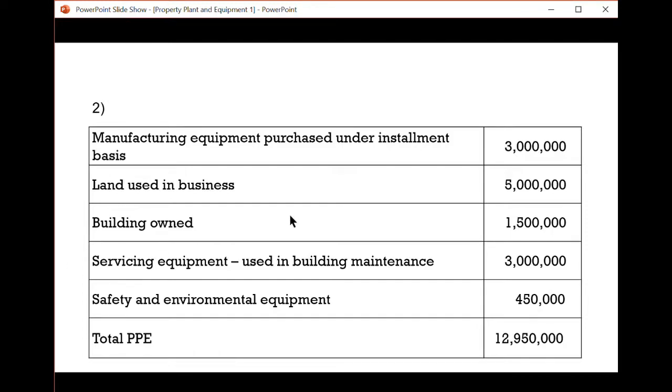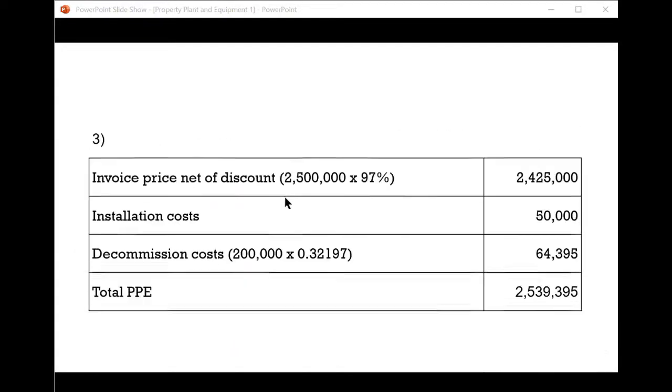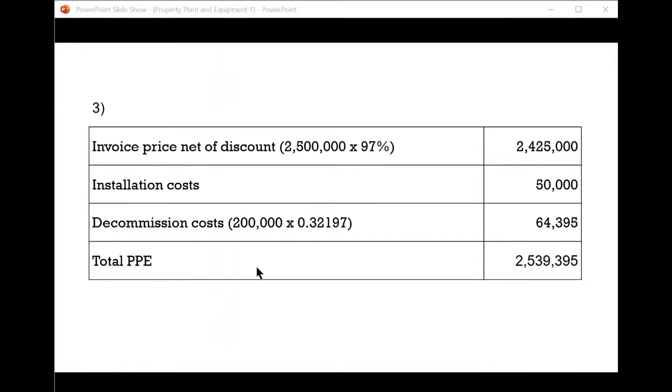Number 3. How much is the initial cost of the PPE? Okay, do you have answers already? Okay, that's correct. So the value would be 2,539,395. So that would be equivalent to the invoice price net of discount. You have to take out the discount again, right? As a rule, whether taken or not, you have to deduct the discount.